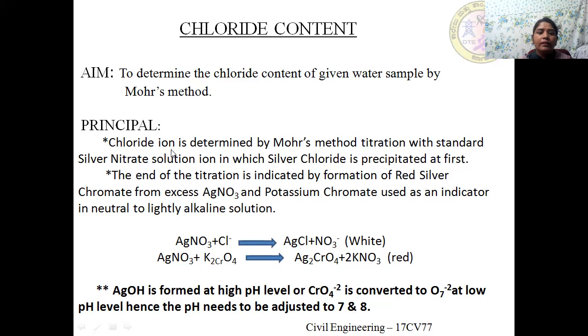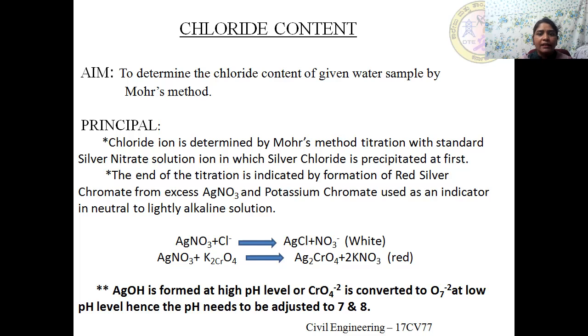Here, the chloride ions are determined by Mohr's method titration with the silver nitrate solution, in which the silver chloride is precipitated at first. The end of the titration is indicated by formation of red silver chromate from excess silver nitrate and potassium chromate, which is used as an indicator in neutral to slightly alkaline solution. So here we are basically using silver nitrate as a titrant and the indicator is potassium chromate.